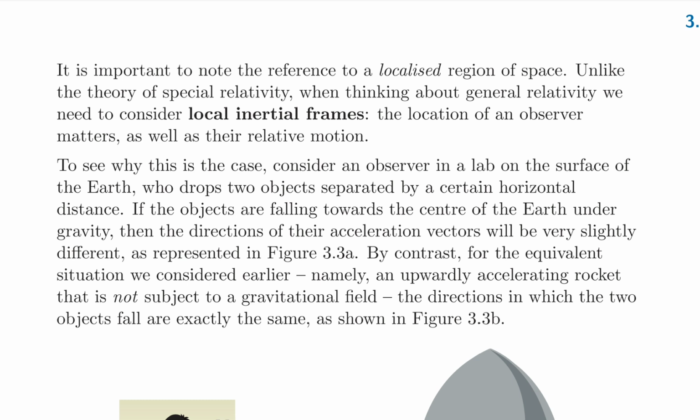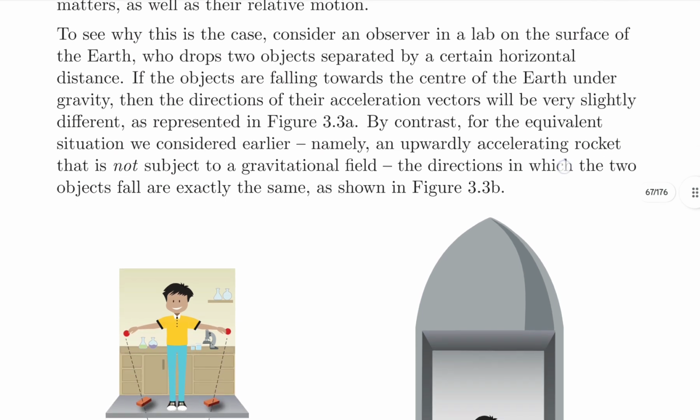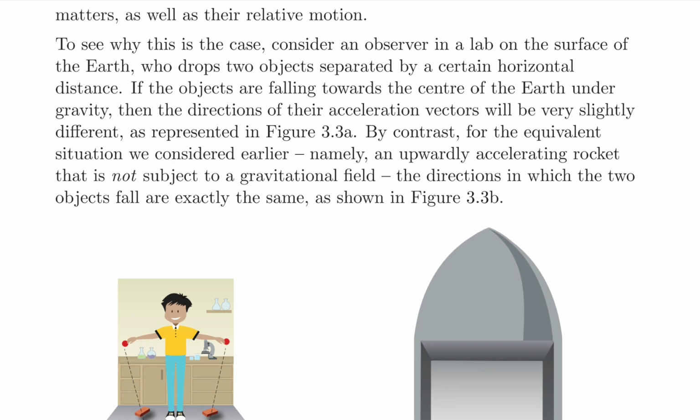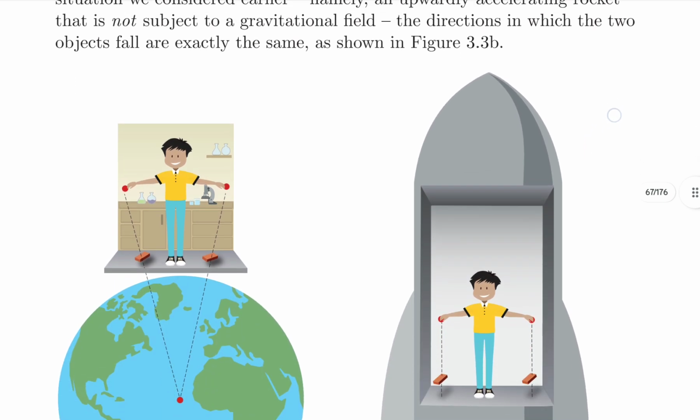Unlike the theory of special relativity, when thinking about general relativity, we need to consider local inertial frames. The location of an observer matters as well as their relative motion. To see why this is the case, consider an observer in a lab on the surface of the Earth who drops two objects separated by a certain horizontal distance. If the objects are falling towards the center of the Earth under gravity, then the direction of the acceleration vectors will be very slightly different, as represented in figure 3.3a.